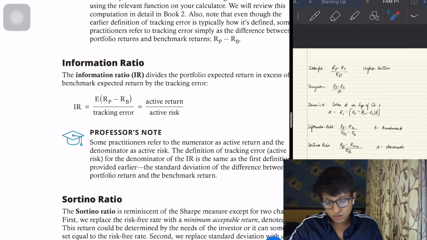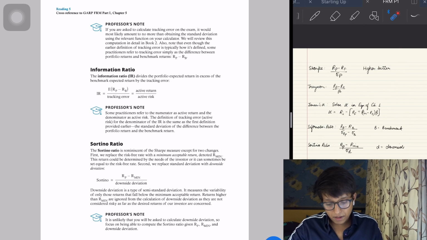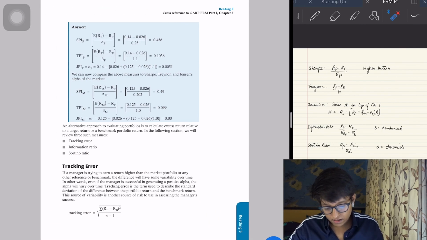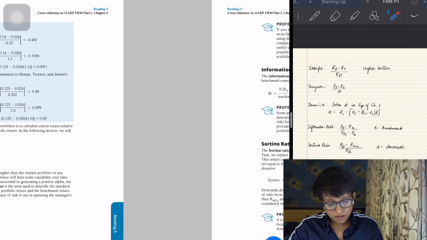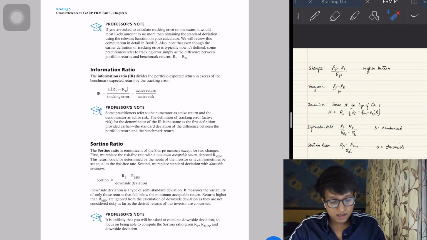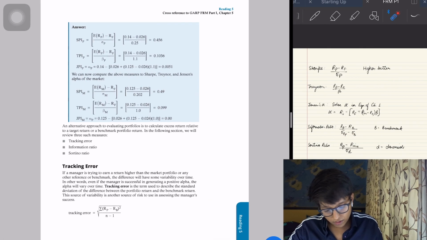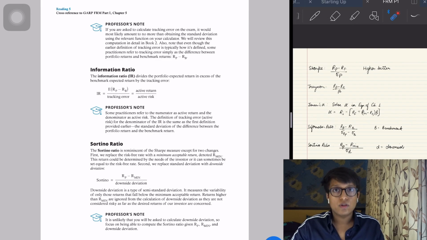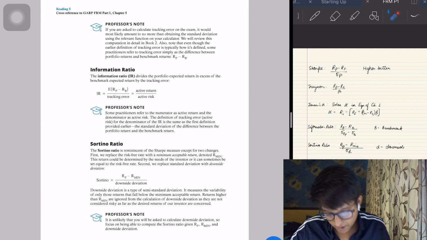Then information ratio is equal to expected return above the benchmark divided by tracking error, and the tracking error is what I've shown you over here. This is a simplified version of what I've done in the notes, and this is a more complicated version where you take the tracking error and do it. You should do it using the book's method.